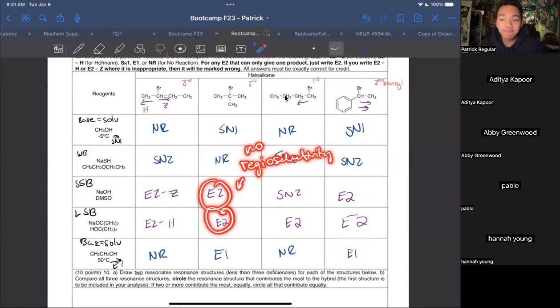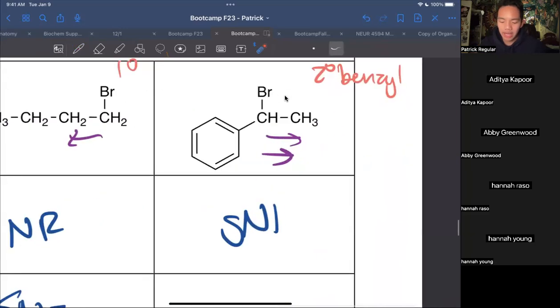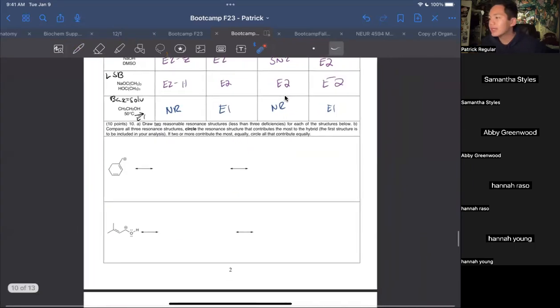No regioselectivity. Why did they go towards the benzene ring? How many hydrogens are on this benzene? There's no hydrogens on this. There's no hydrogens. Oh, okay. Yeah. Okay, let's move on.